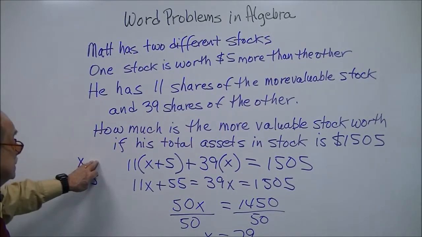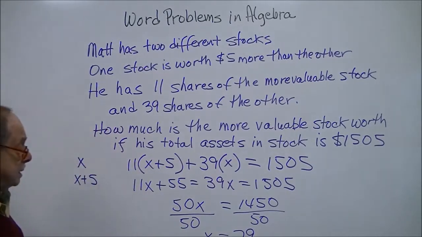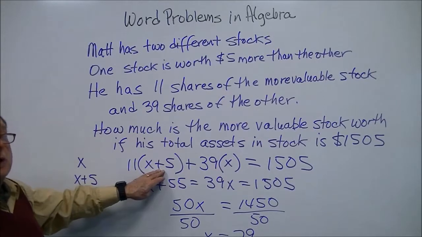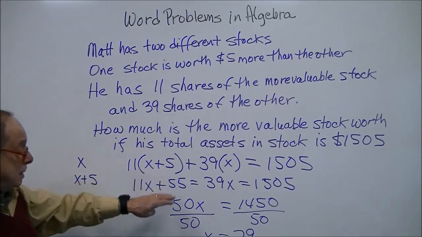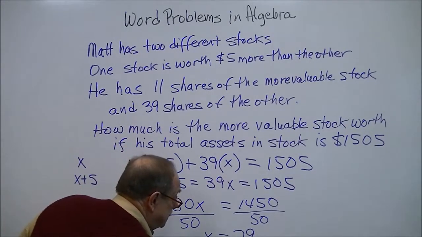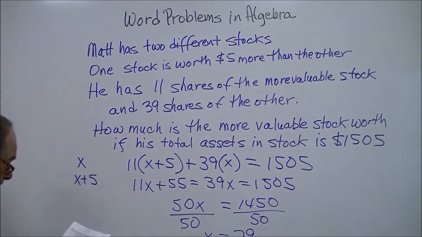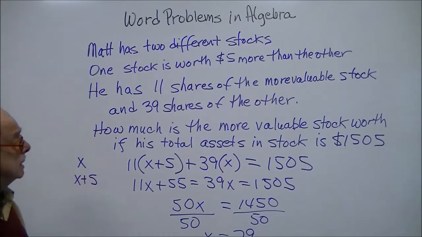So if the lesser stock is 29, what would be the cost of the more expensive stock? Well, $5 more, $34. And that's it. Again, this wasn't too difficult. We're going to keep working on some of these as we move along and see what we can do to help you master working with word problems.